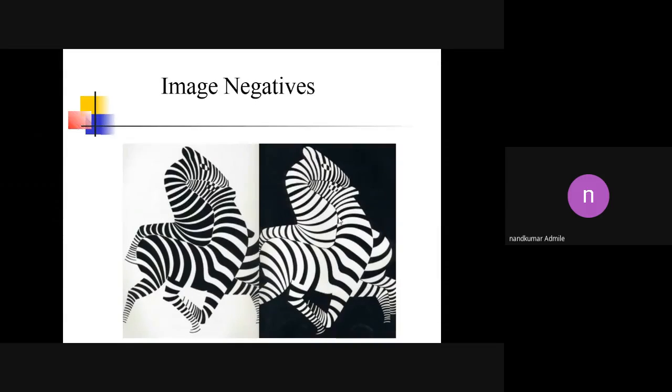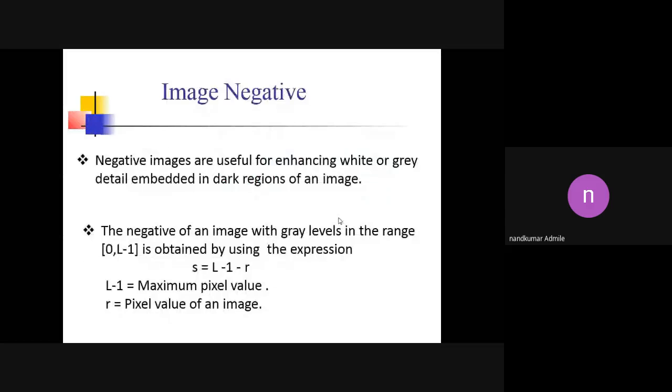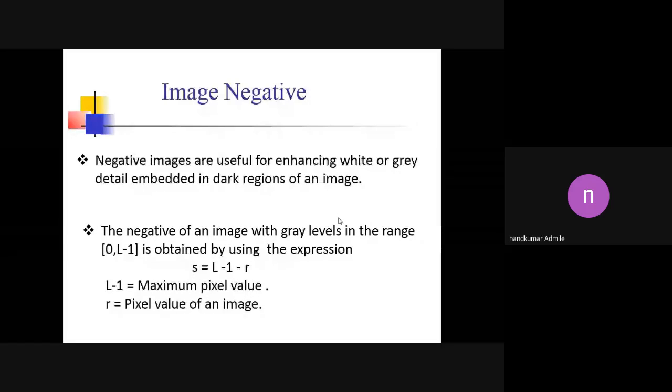Likewise, we have to study the various types of point processing. The first one is the image negative. By using image negative, we can take a reverse action: the black thing is colored into white, and the white thing is colored into black. Now, how to represent the image negative? Here is the formula: S equal to L minus 1 minus r.